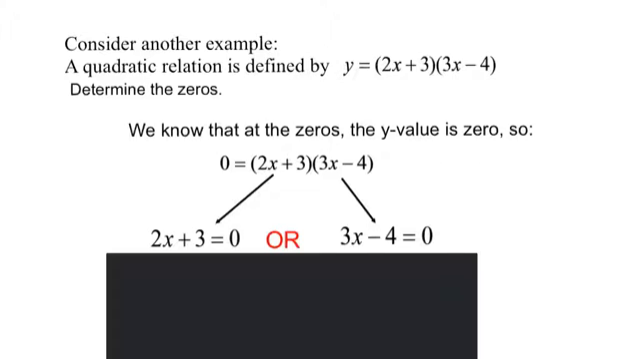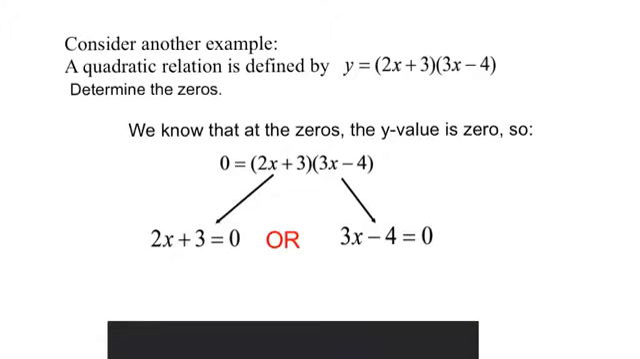Now here's where things get a little tricky. Sometimes my students have had trouble solving this, but it's a linear equation. You know how to do it. In this case, you're going to subtract 3 from both sides and then divide both sides by 2. Over here, you're going to add 4 to both sides and then divide both sides by 3.